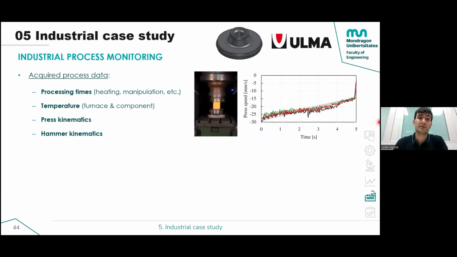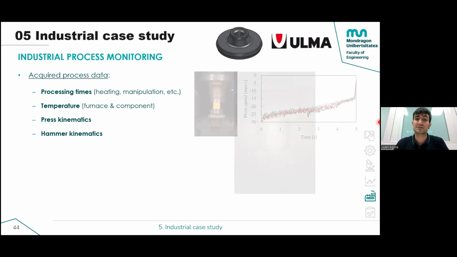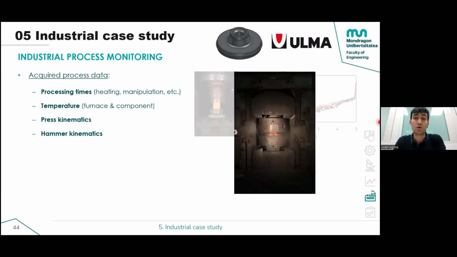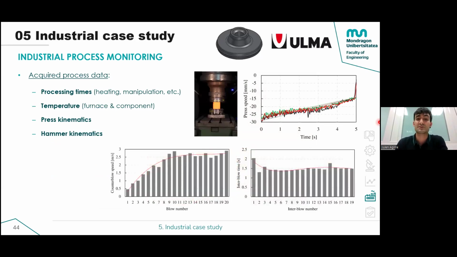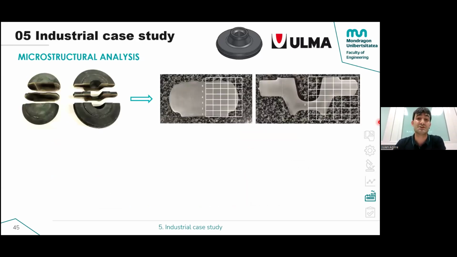So we acquired different process data: the kinematics of the hydraulic press, and also, which was interesting, the kinematics of the hammer, which was not easy due to the harsh industrial environment. We employed a high-speed camera and also a wire sensor, and we were able to experimentally acquire the counterblow speed and also the interblow time. This was really important to use them as input parameters for the simulations.